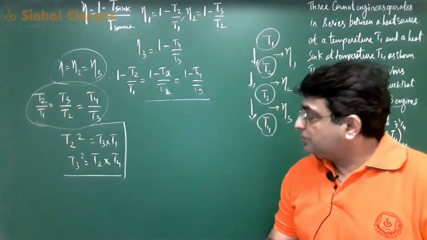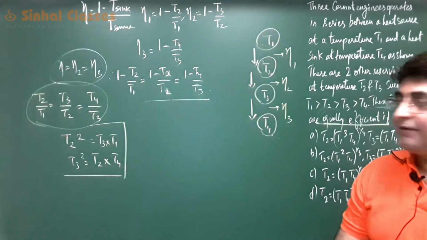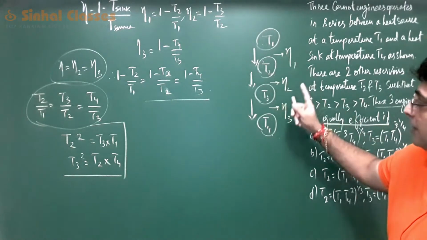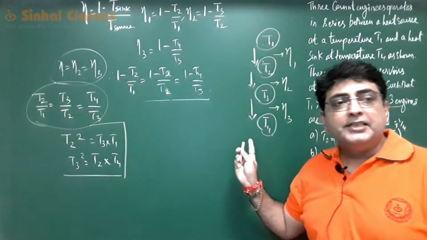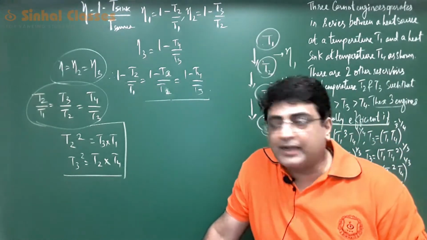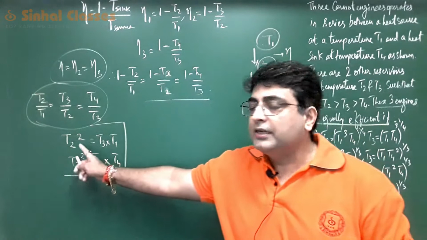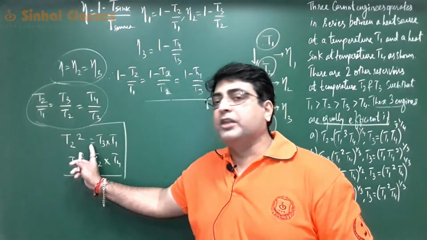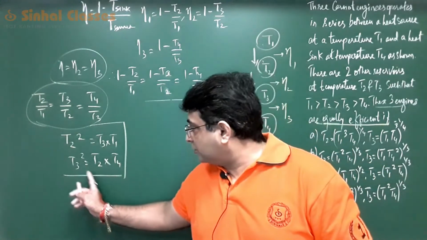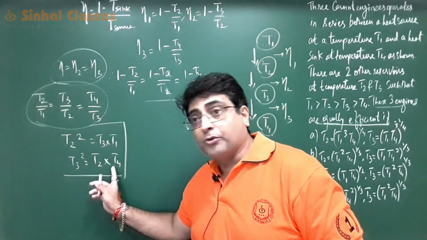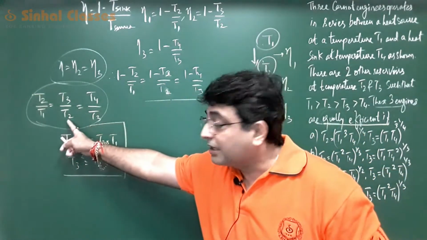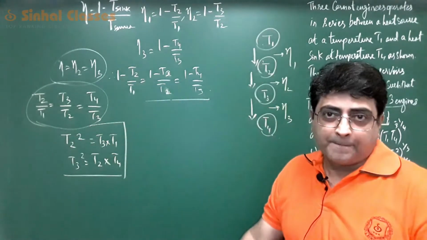Now when you look at it, students, I'm getting two such relations. Please have a look at it. The efficiency in the first case is equal to the efficiency in the second case is equal to the efficiency in the third case. So now when I equate all these 3 efficiencies, I get T2 square is equal to T3 into T1. And the next expression I'm getting is T3 square is equal to T2 into T4, because all the three engines are equally efficient.